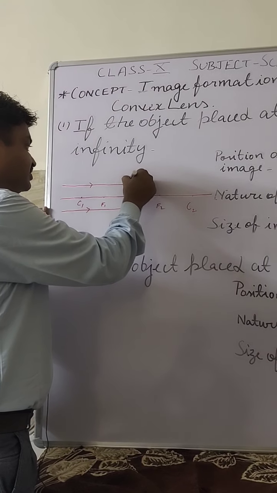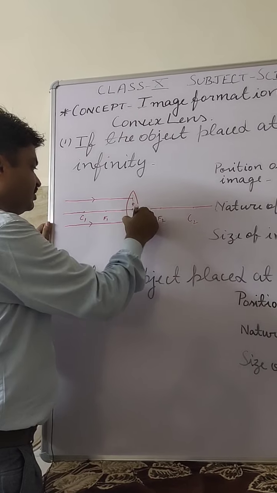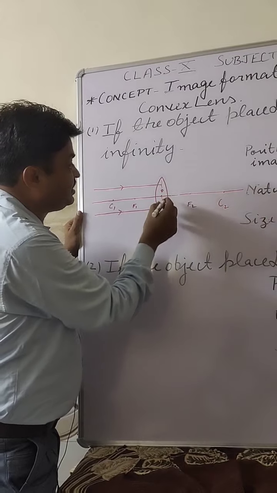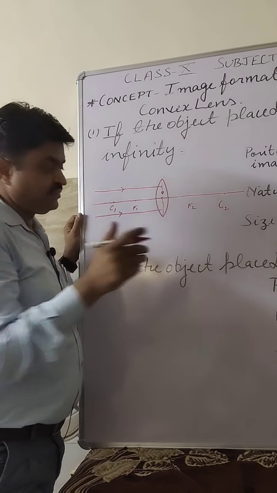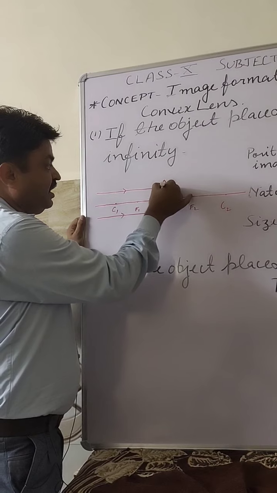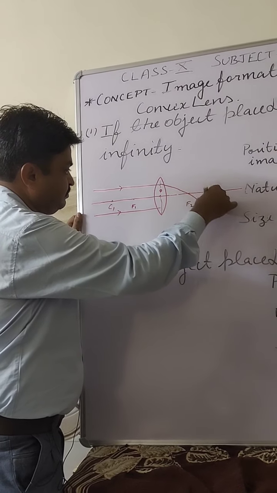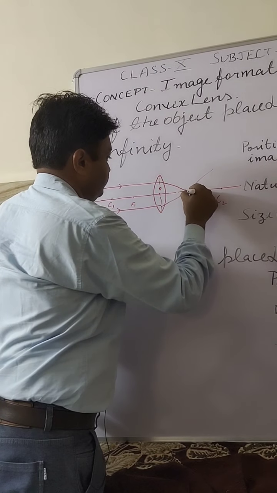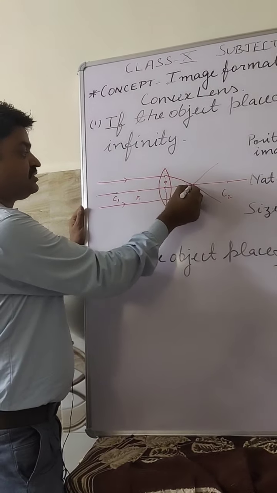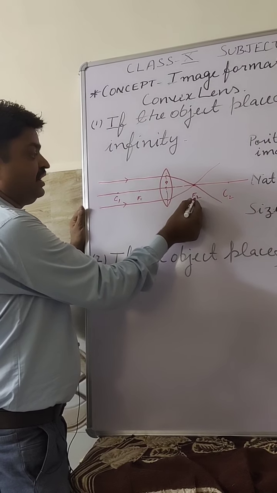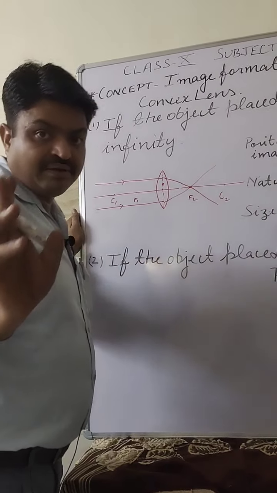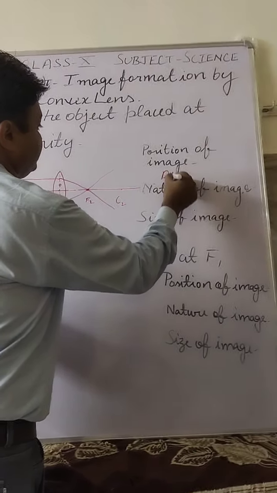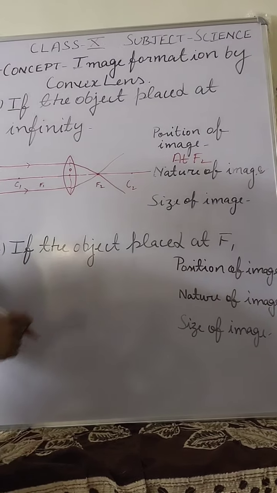Now from the aperture, from this middle, the rays will be refracted. The rays will be refracted at F2, at this point. From here it will also be refracted through this. So the image will be formed at F2. You write here, the position of image is at F2.